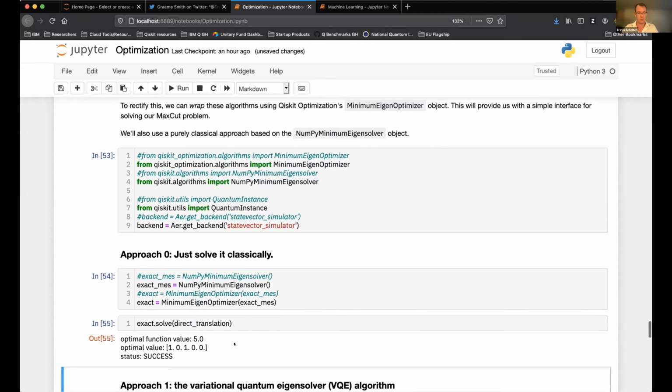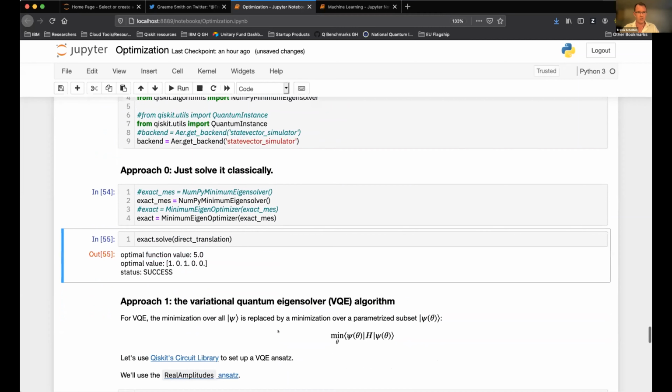So we see, okay, cool. The exact solution classically says that we got an optimal objective function value of 5, and that it makes sense to assign vertex 0 and vertex 3 to group 1, and then assign the remaining vertices to group 2. And status equals success. I assume that's something about making sure the optimization converged. So, okay, cool. We have a reference solution classically, and that's a good thing.